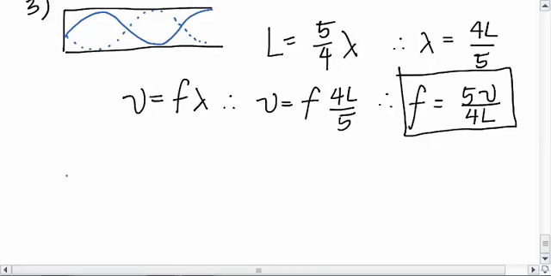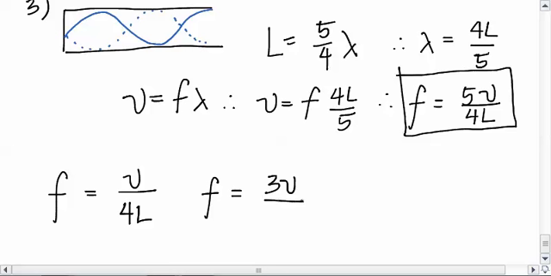So let's look at the three that we can possibly make. So the first one we could make was what? V over 4L. The second one we could make was 3V over 4L. And the third one we could make was 5V over 4L. Do we see something that's similar? Do we have 4L in all the denominators?